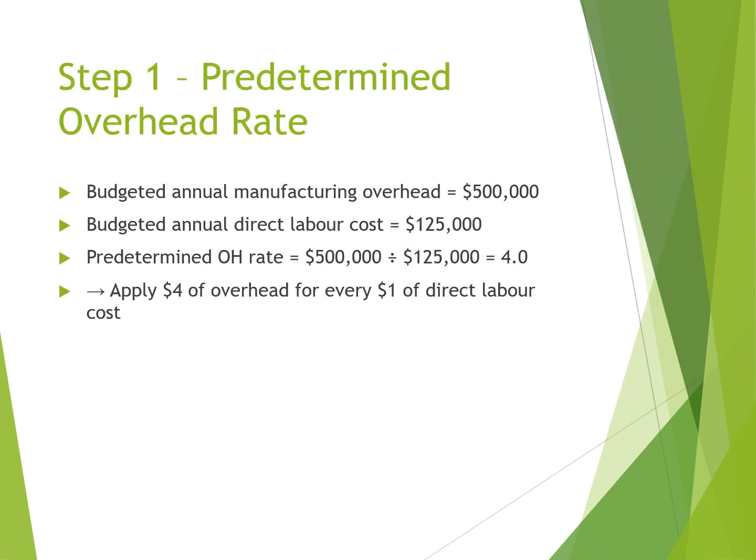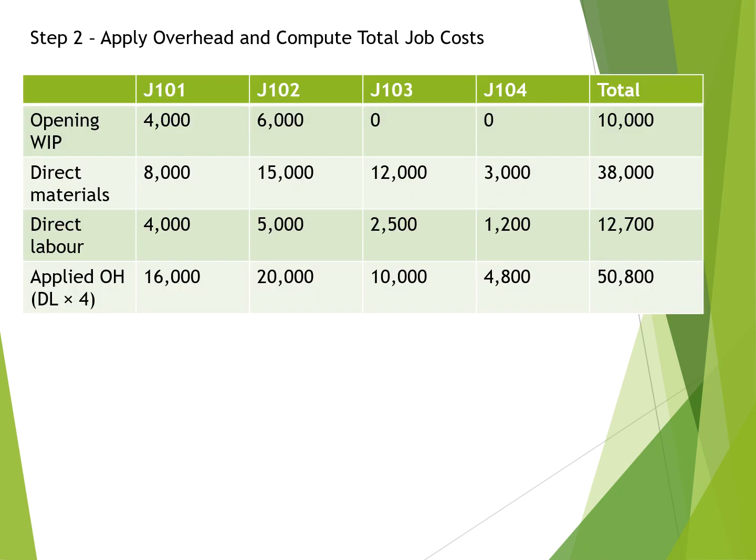Because this is a normal costing system, we don't use actual overhead to price jobs. Instead, we use a predetermined overhead rate that was calculated at the beginning of the year. Nova budgeted $500,000 of manufacturing overhead and $125,000 of direct labor cost. So the overhead rate is 500,000 divided by 125,000, which equals 4. That means for every $1 of direct labor cost, we apply $4 of overhead to the job.